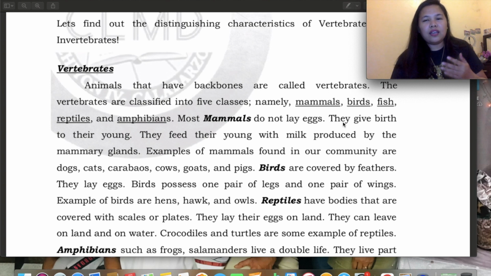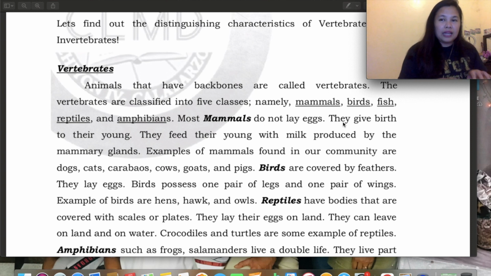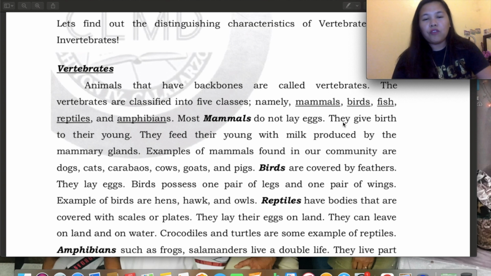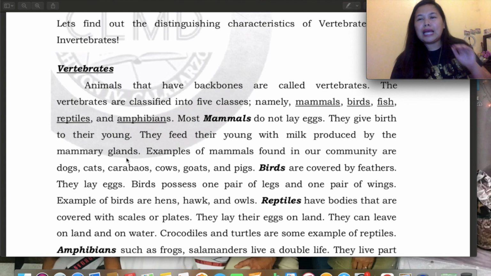Okay, so they give birth to their young. So, pinanganak talaga. Ipapanganak talaga nila. Mostly sa mga mammals ay ipinapanganak. So, they feed their young with milk produced by the mammary glands. Okay, from the word mammals, ibig sabihin, meron silang mammary glands. Ibig sabihin ng mammary glands, siya yung nagproduce ng milk.